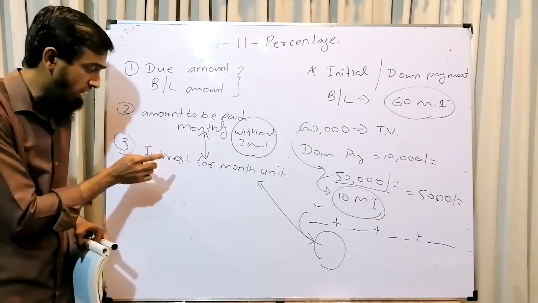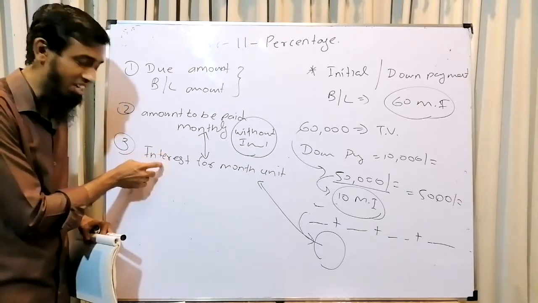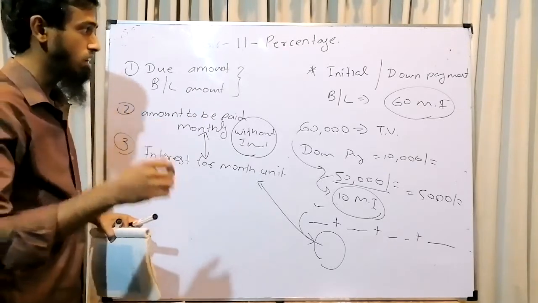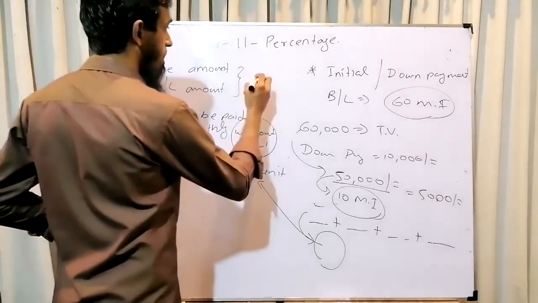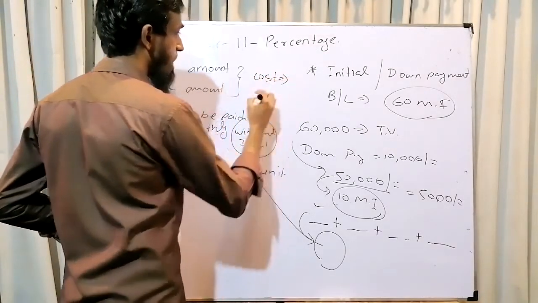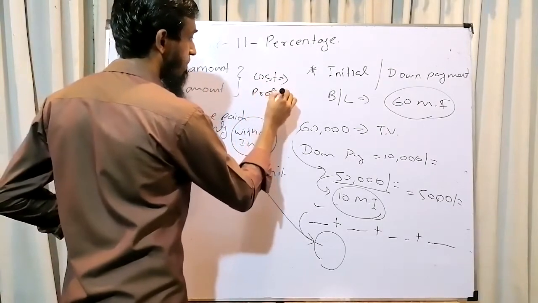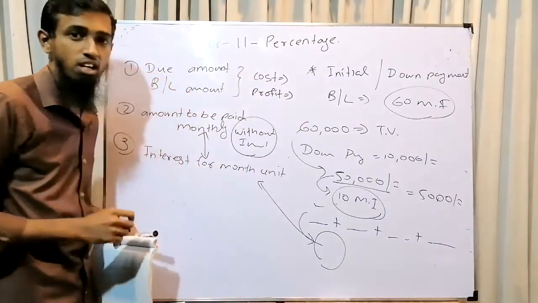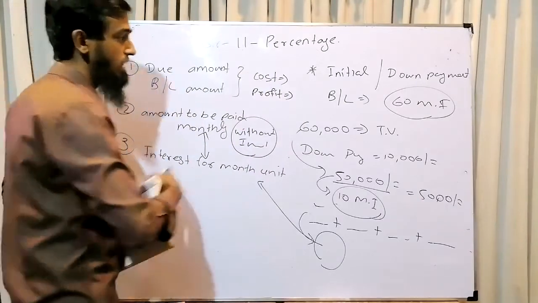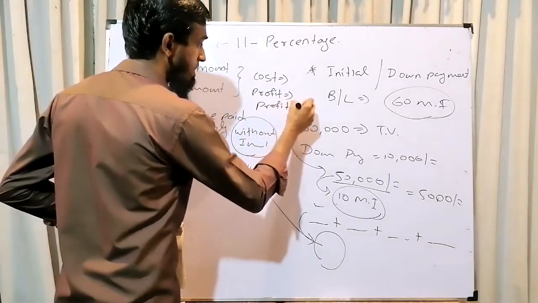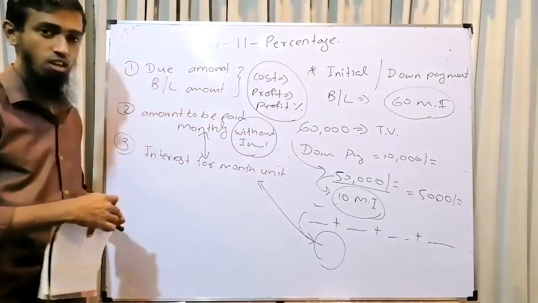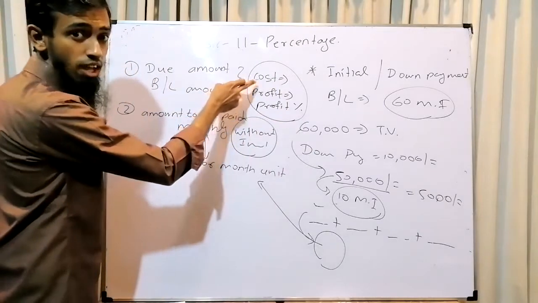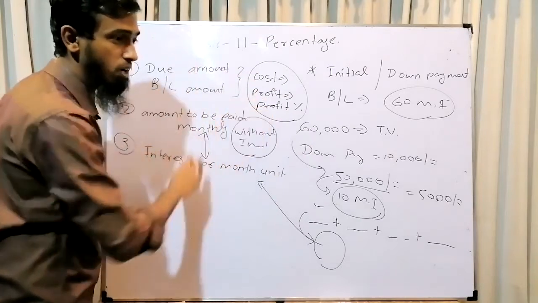If we have the interest and the amount for a month, imagine it like this: the cost of a product and the profit from the product. Using the cost and profit, what can you find? We can easily find the profit percentage. Remember this point. After that, we are going to discuss some questions.